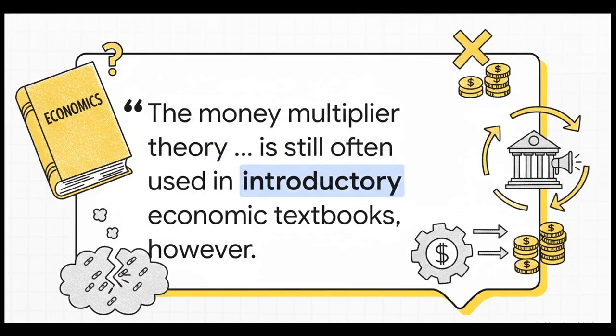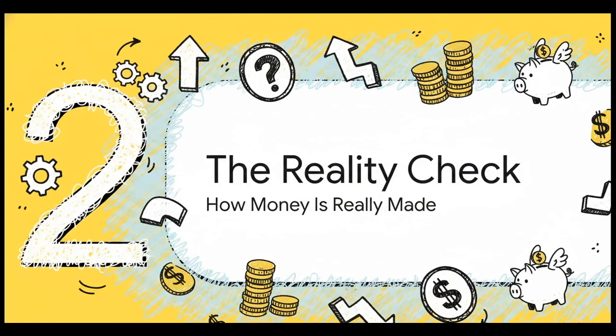And hey, if this sounds familiar, you're not going crazy. It is still a cornerstone of Econ 101 classes. But here's the thing. It's just not how it works. It's a myth. And get this, the central banks themselves have been trying to tell everyone this for years. Okay, so if the textbooks have it wrong, what's really going on? This is where everything we thought we knew gets turned completely upside down.